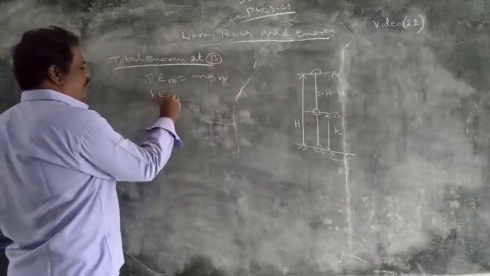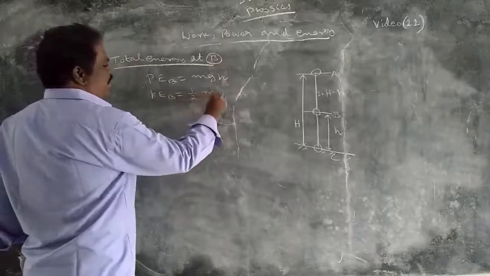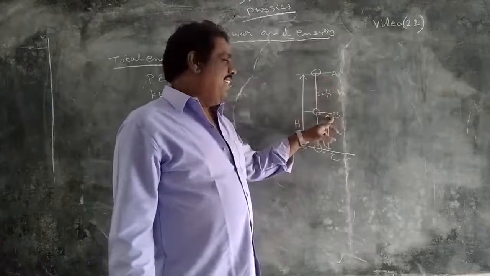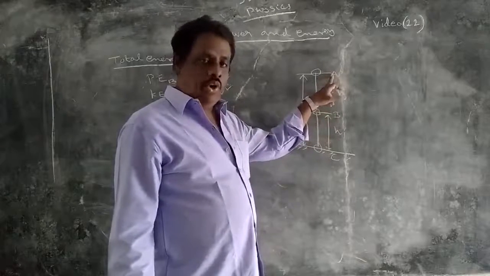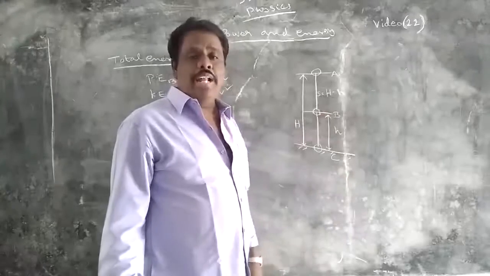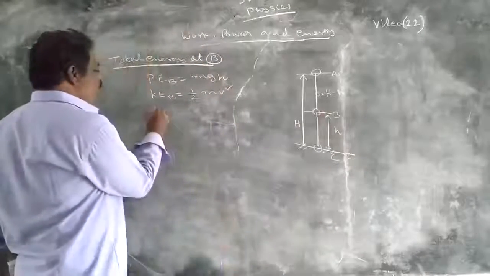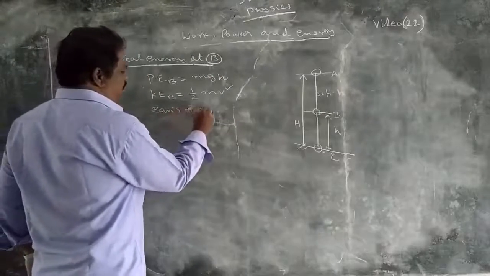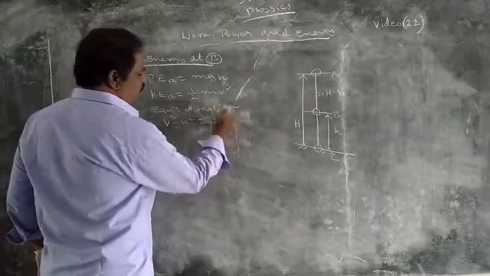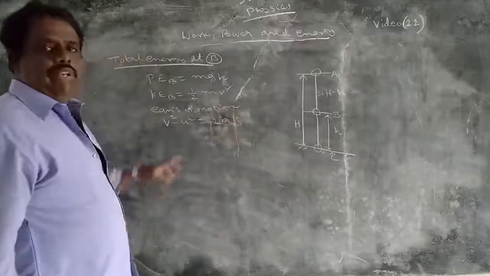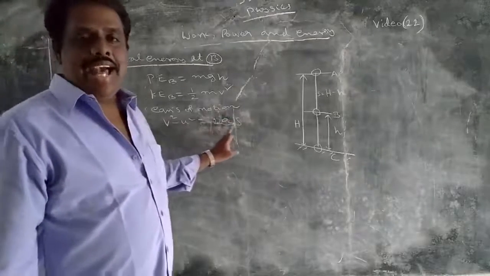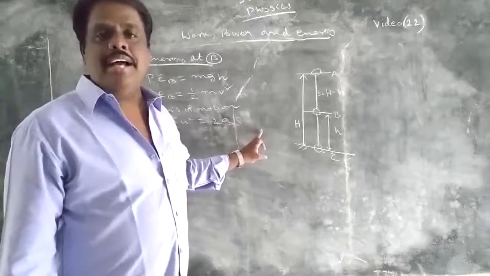Kinetic energy. Kinetic energy formula, half mv square. How do we calculate the velocity? Initial velocity for a freely falling body is 0. Final velocity will be v. Distance covered is H minus h. Acceleration due to gravity g. By using this, from the equations of motion, you know that v square minus u square is equal to 2as. Final velocity, initial velocity, acceleration of the body, and the distance covered.